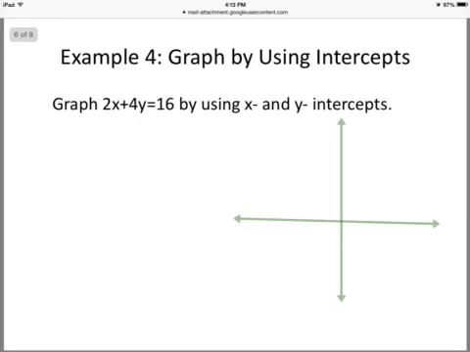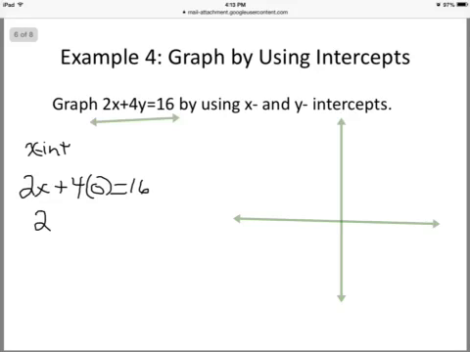In this problem, example 4, we're going to graph by using intercepts. We're going to use the x and y intercepts of this particular equation to come up with a graph. So to find the x-intercept, that's the first thing we're going to do. We'll follow the definition, and our definition says, what's that x value when you plug in a y value of 0? So we'll do exactly that. We plug in 0 into our equation, and then we go ahead and solve for x.